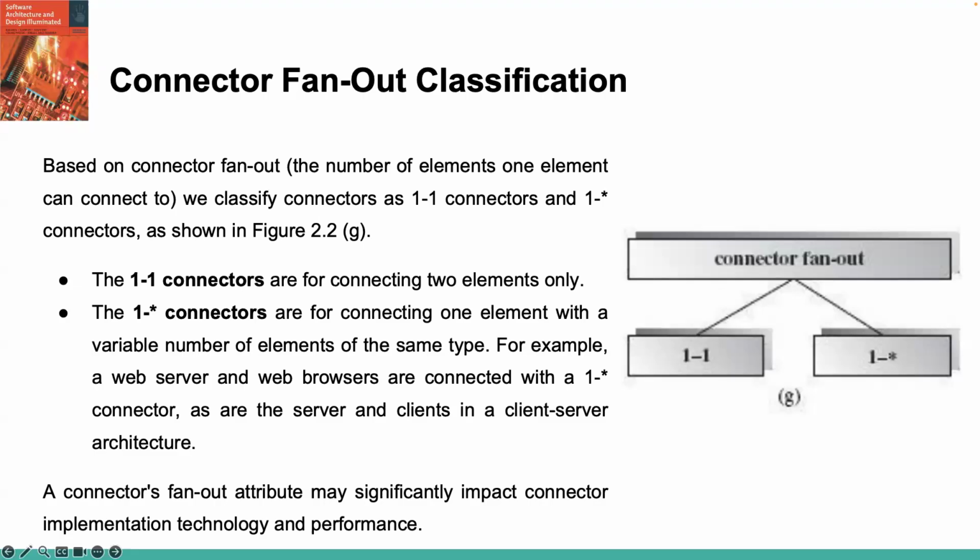The fan-out attribute significantly impacts both implementation and performance. One-on-one connectors are generally simpler to implement and manage since they only need to handle communication between two elements. Performance is often predictable as there is no contention for resources. One-to-many connectors need to handle many connections simultaneously, which adds complexity. For example, a web server serving multiple clients must manage multiple requests, balance resources, and ensure that no single client affects the performance for others.